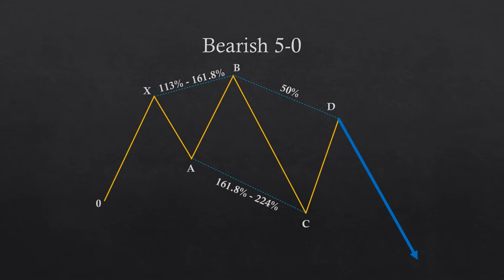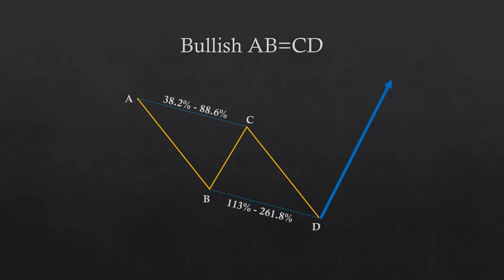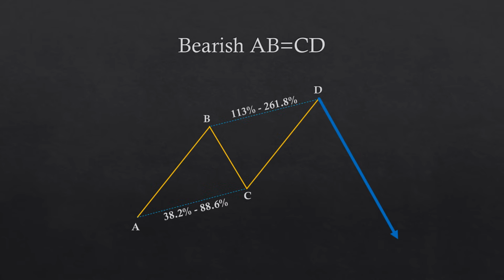Next, we are going to study a simple pattern called AB equals CD, which only has 3 legs. The bullish AB equals CD pattern looks like this. The ratio between BC and AB must be between 38.2 and 88.6%. The ratio between CD and BC must be between 113 and 261.8%. The ideal here is that the AB and CD legs are roughly the same size, given the name of the pattern. In the bearish version of the AB equals CD pattern, we have the same proportions, but the pattern is upside down.